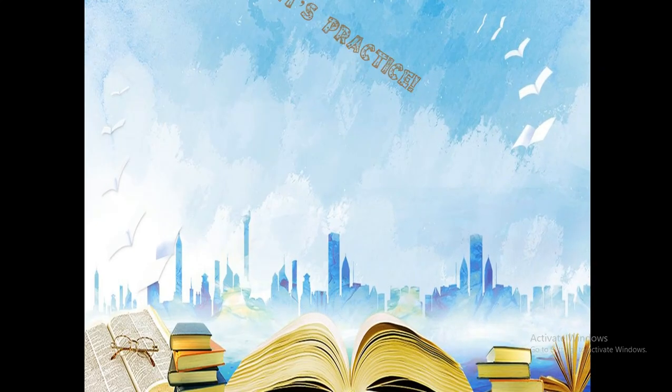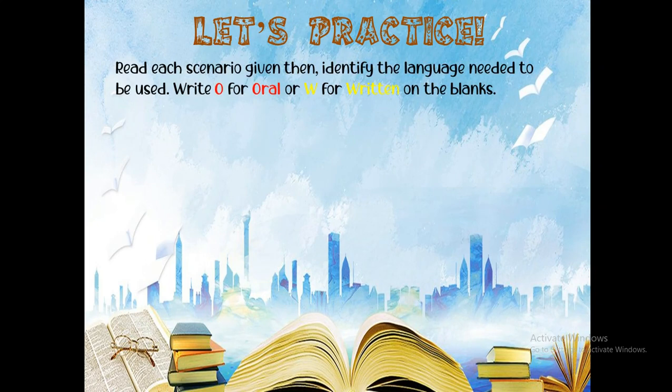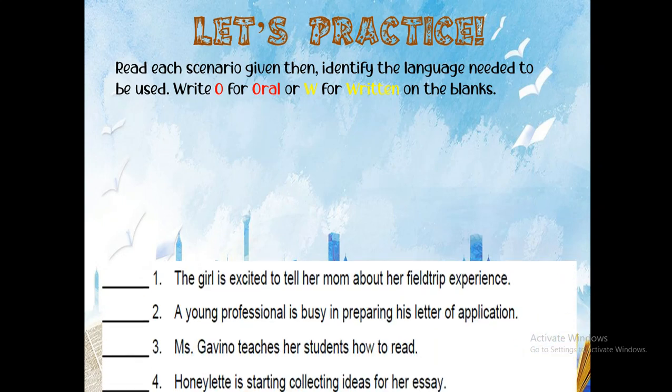Now, in order to practice what we have learned in the oral language and the written language, as I mentioned in the previous slides, let's have this activity. Read each scenario given. Identify the language needed to be used. Write O for oral or W for written on the blanks.